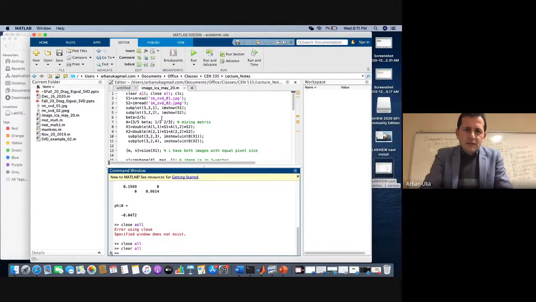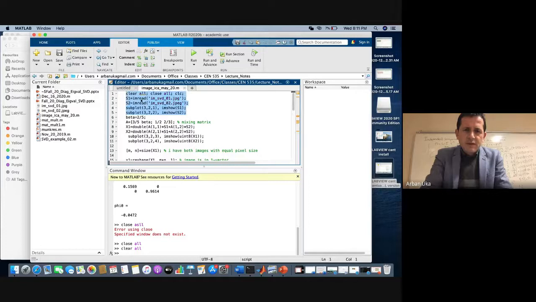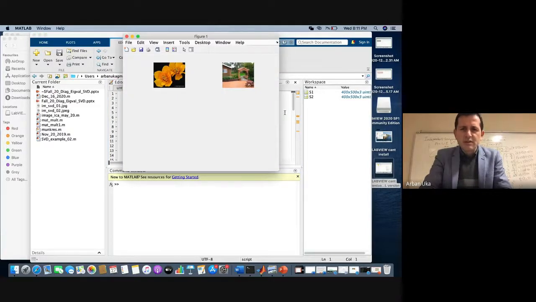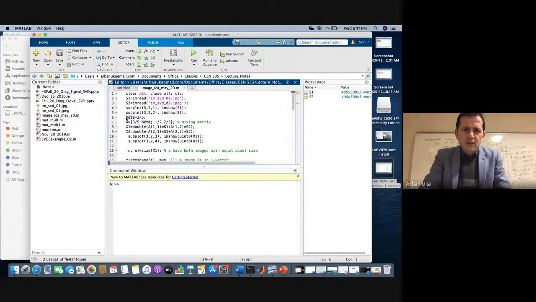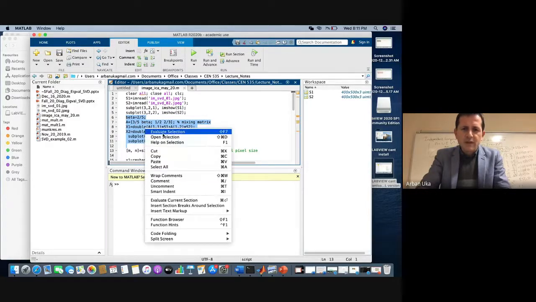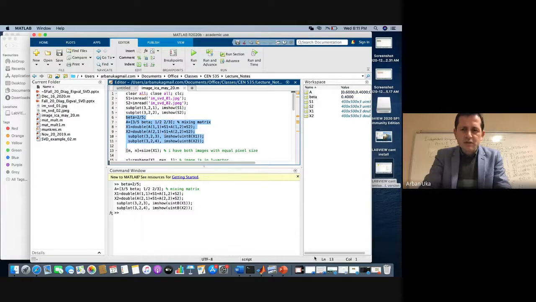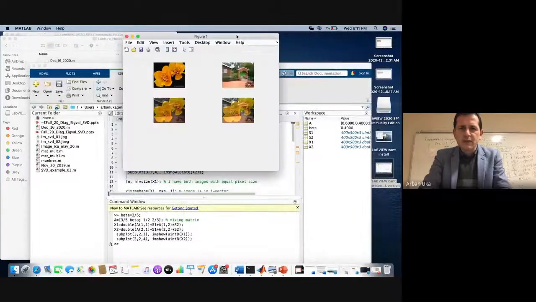So again, this is where we read the images, we plot those, then we can determine a specific value for beta, which will be in the mixing matrix. And this is evaluate selection. Now here, so the mixing of these two images, this is how it's going to look like.